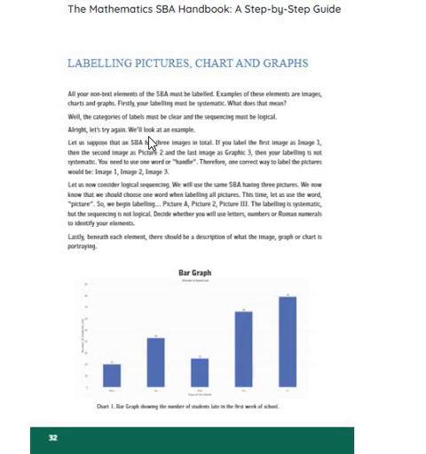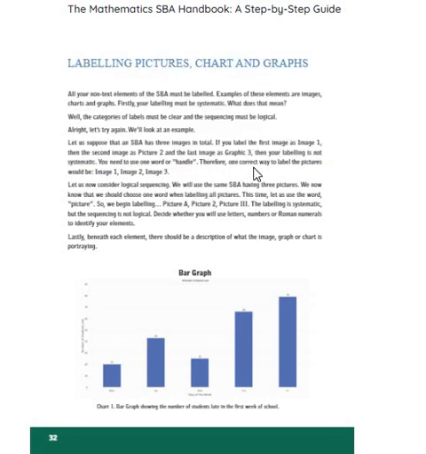All right, let's try again. We'll look at an example. Let's suppose that an SBA has 3 images in total. If you label the first image as image 1, then the second image as picture 2, and the last as graph 3, then your labeling is not systematic. You need to use one word or handle.